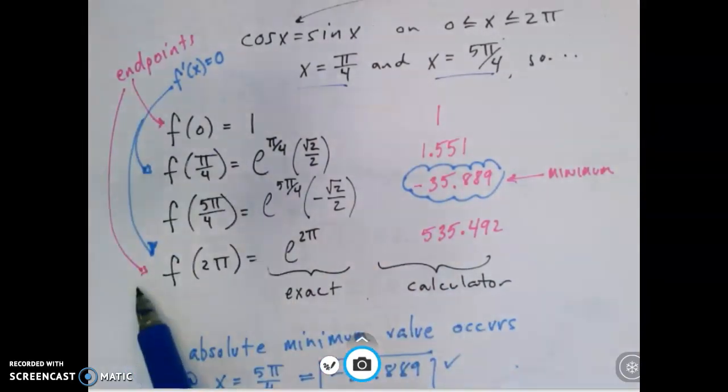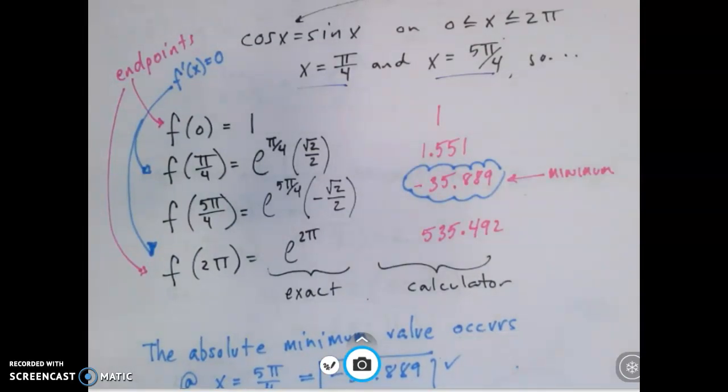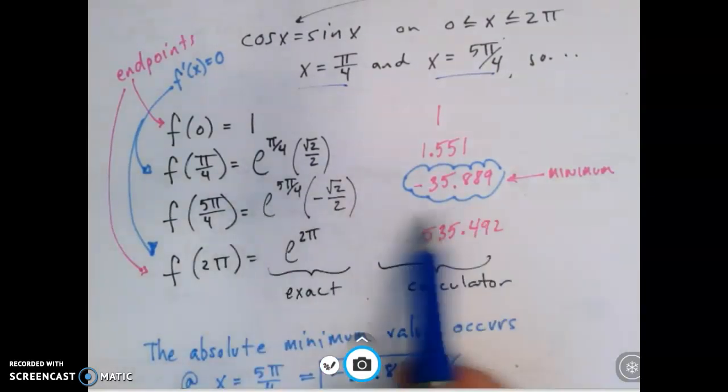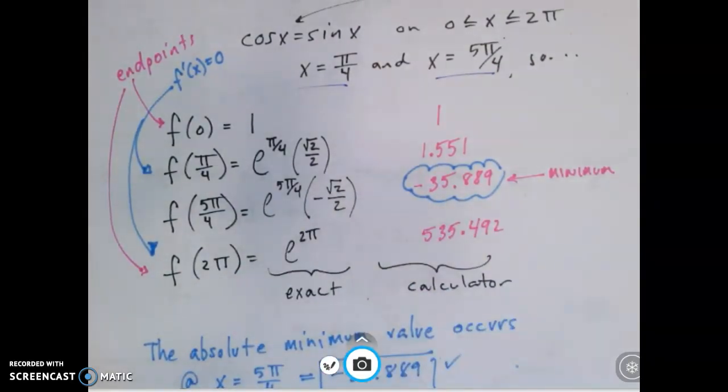Notice the cute pink colors here for the endpoints and the f prime 0. Then it's a matter of literally putting this in your calculator, having the proper windows, and calc value. I could put this in, or I could run this to 3 decimal places. Either one is perfectly acceptable.